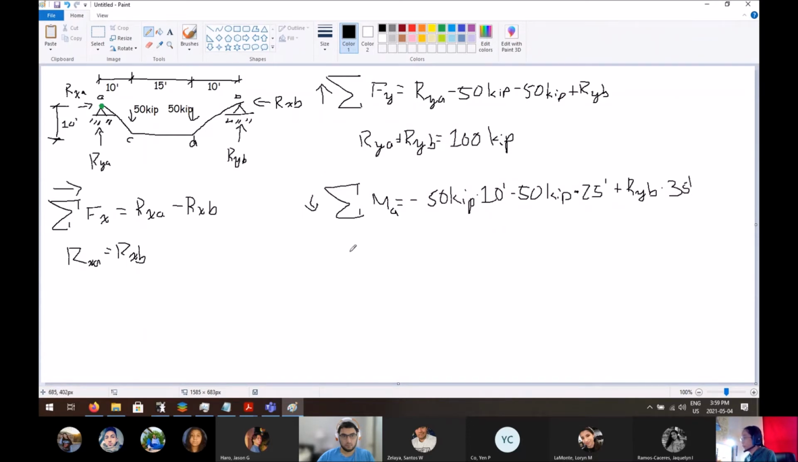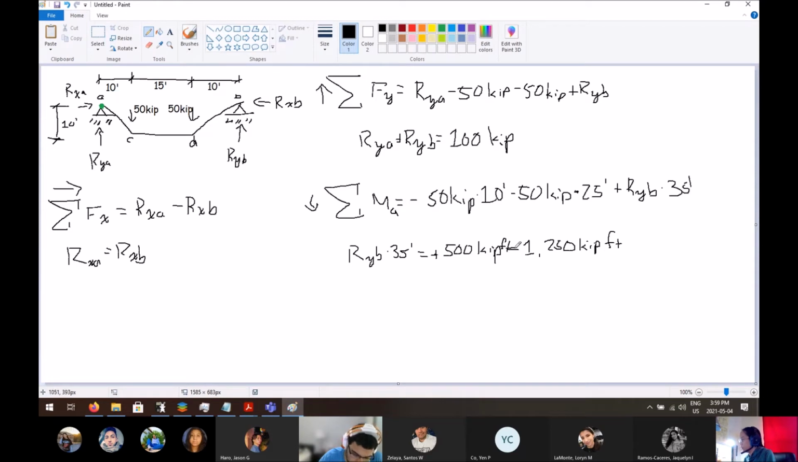Right? So RYB times 35 feet equals minus 500 kip feet. Minus, that's a 1,250 kip feet? I think so, yeah. 1,250 kip feet. I forgot kip feet right there.